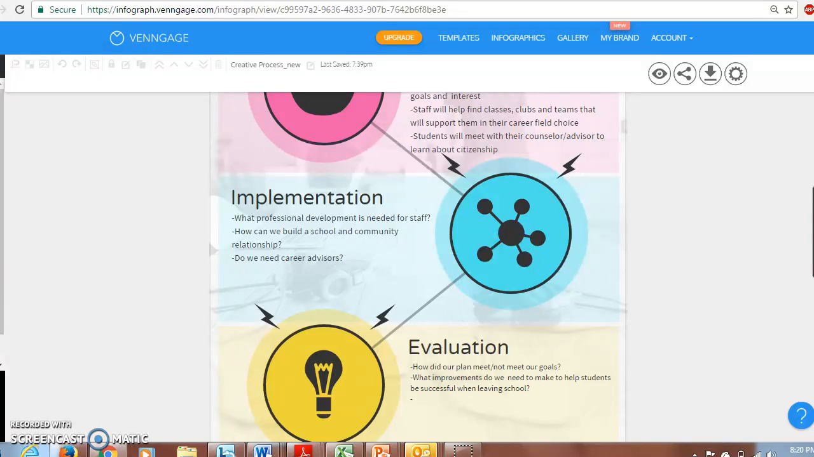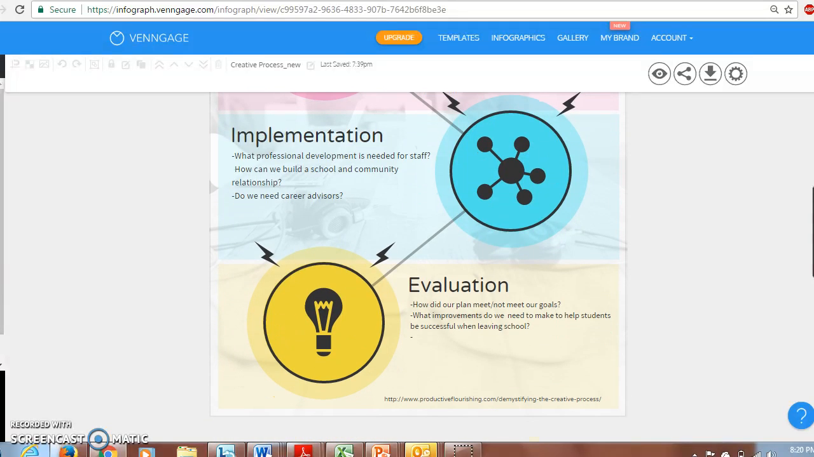And then our evaluation plan. How did our plan meet or not meet our goals? We're going to do probably a three, maybe five-year data collection, and then that's when we'll come back and see, is it having any impact? Where do we fall short? Where are we exceeding? How is that relationship building between community and school, and how is the staff working, things of that nature. And then we're going to look at what improvements we need to make to help students be successful when leaving school.